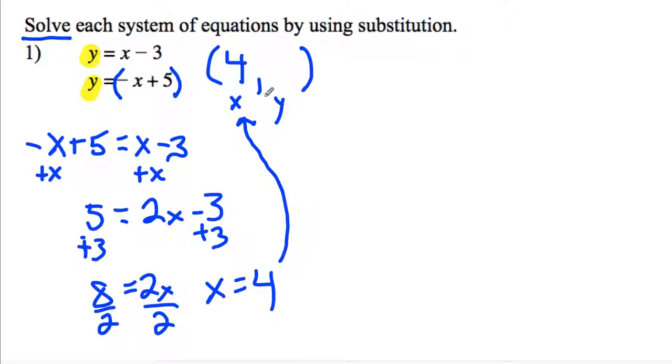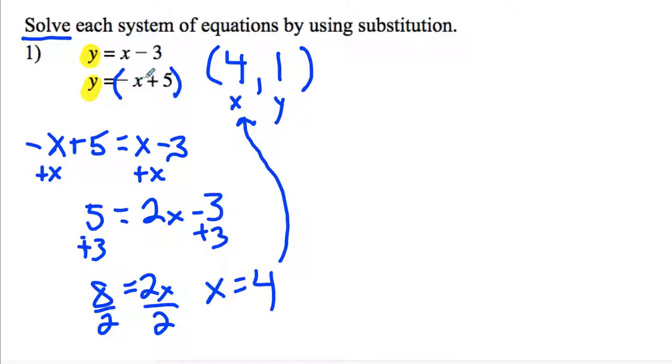Now, I still don't know what the y value is. So what I need to do is take this x value of 4 and put it in one of these equations and then figure out what y would be. Well, right here is a really easy place to put it in. If I replace x with 4 here, 4 minus 3 is just 1. So y must equal 1.